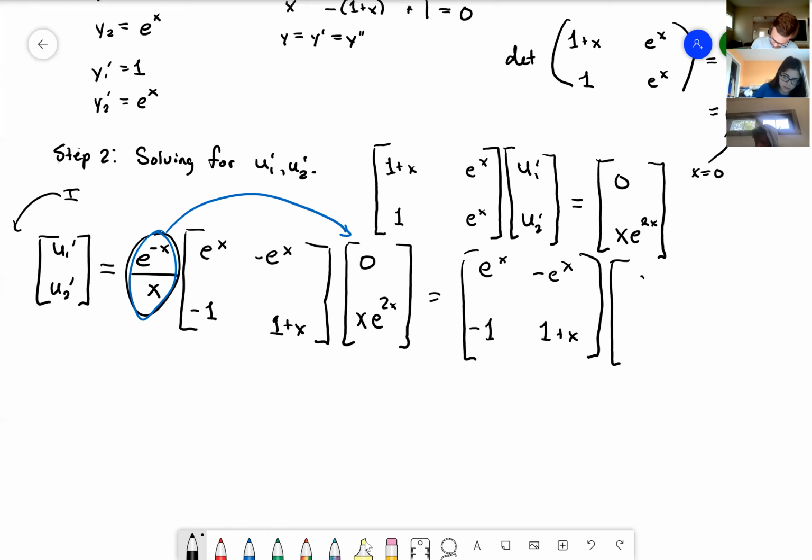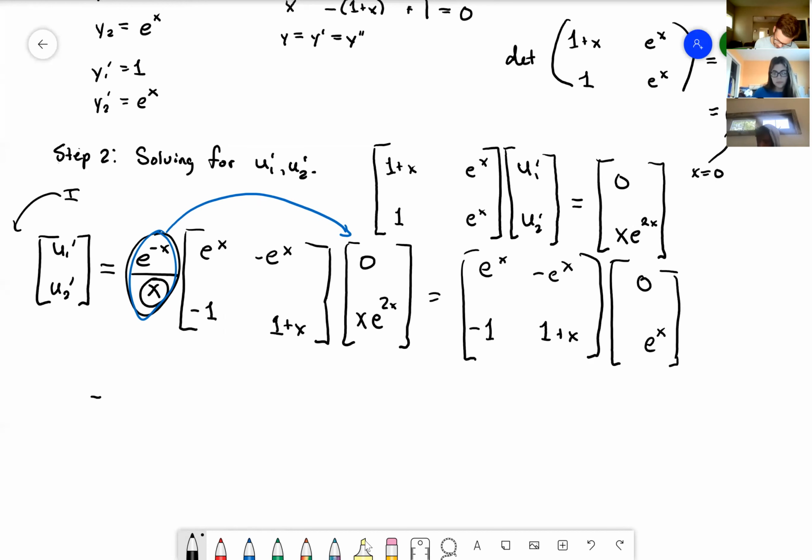And the vector becomes 0. Now it's x, 0 times anything is just 0, so we're fine. 0 times anything as long as we're not dividing by 0, and we've already made sure of that. Okay, so 0 times this thing is just 0, and then x times e to the 2x. We're going to multiply that by e to the minus x, so we just get an e to the x. And then dividing x by x, we get a 1, so that's just 1 times e to the x.